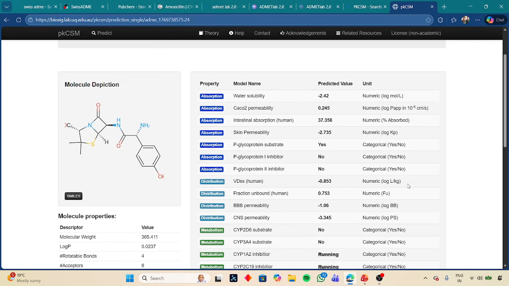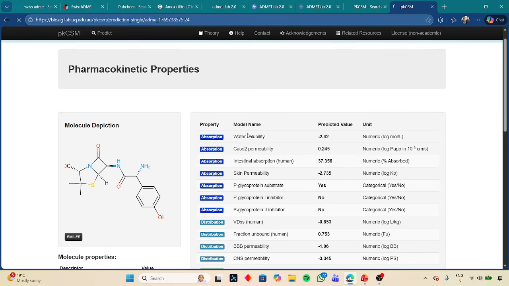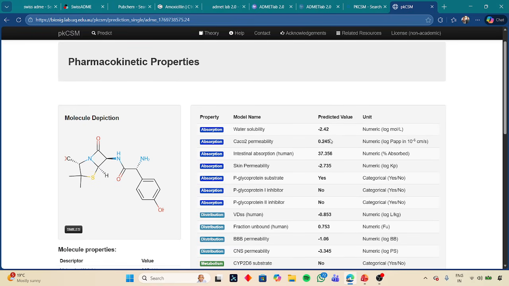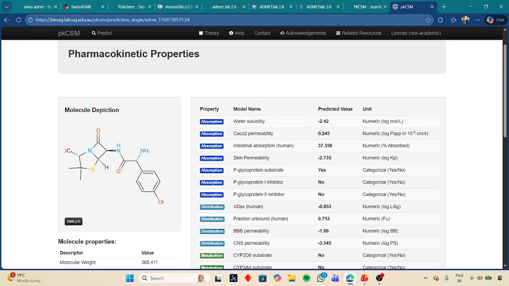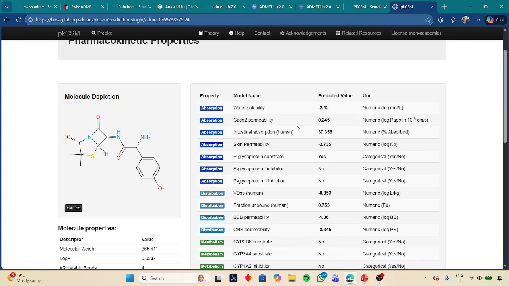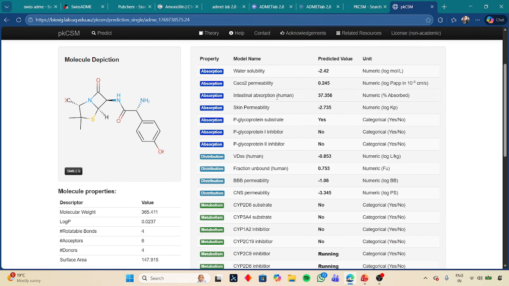Okay, so now let's go one by one. Water solubility. It is having water solubility of minus 2.42. It is highly water soluble. Then the cell line permeability. Yes, it is permeable to the cell line. Then the intestinal absorption. It is having low intestinal absorption.